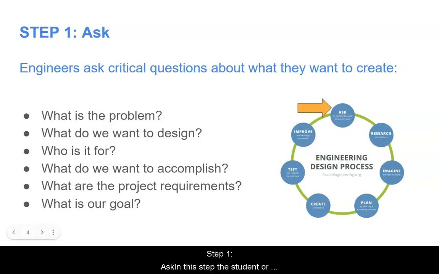Step 1. Ask. In this step, the student or engineer asks the questions: what needs to be created or designed? What is the problem? What is the goal? What are the constraints of the project? What are the requirements of the project? And who is the design for? By asking these questions, the individuals using the engineering design process set themselves up for success because asking and then answering these questions will make their design and project creations successful at the end of the process.